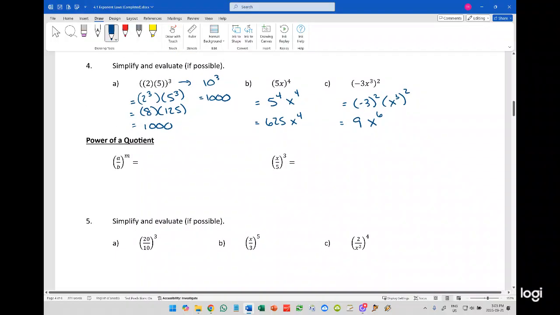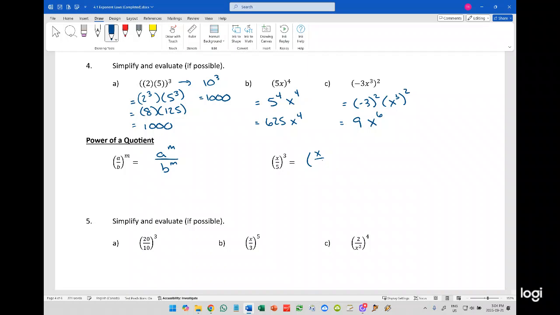Power of a quotient works very similarly, except we do a to the m divided by b to the m. So for instance, x over 5 to the exponent 3 really means x over 5 times x over 5 times x over 5, which is x cubed over 5 cubed, or x cubed over 125.